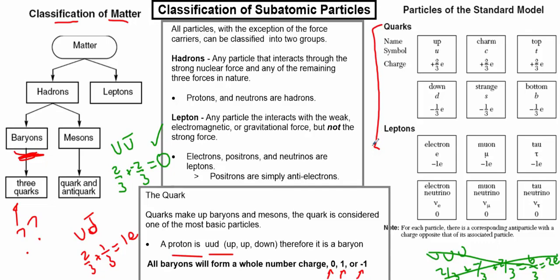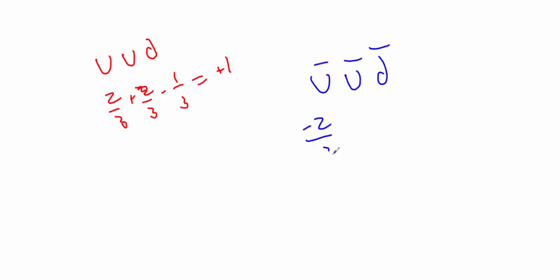The last one I want to give you is maybe an anti-proton. So let's look at up, up, down. This is the last example I'm going to give. Remember, up, up, down ended up being 2/3, 2/3, and -1/3, giving us an overall +1. Well, anti-up, anti-up, anti-down will be -2/3, -2/3, and +1/3, giving us an overall -1e, which should make sense because this is an antiproton, which is the same as a proton but negative.